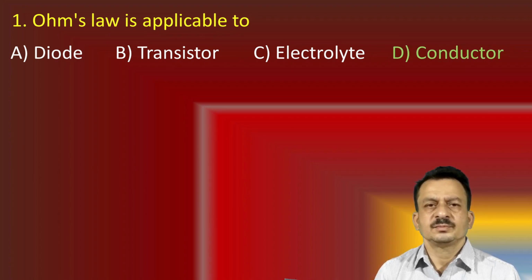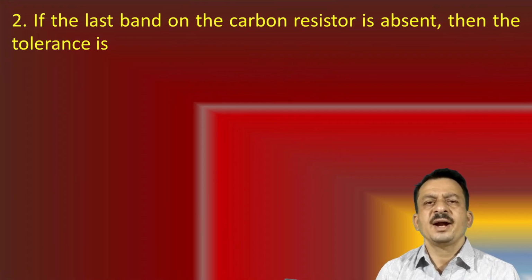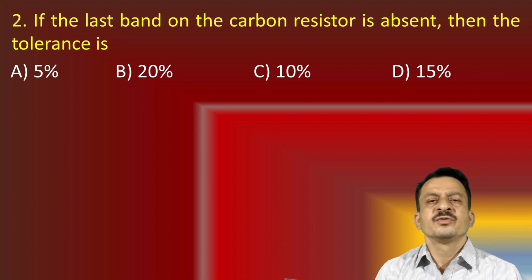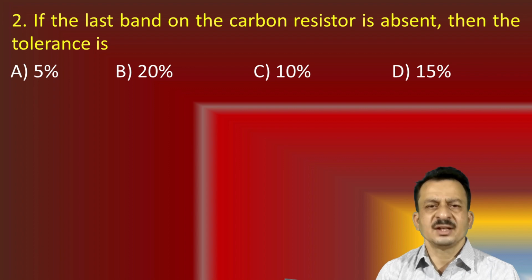Next problem. If the last band on the carbon resistor is absent, then the tolerance is: A 5%, B 20%, C 10%, D 15%. We know that in the color coding of resistors, the last band represents the tolerance. If the last band is gold, the tolerance is 5%. If it is silver, it is 10%. If there is no color, that means the last band is absent, and its tolerance is 20%. Hence B is the right answer here.